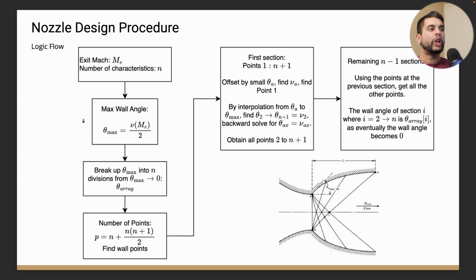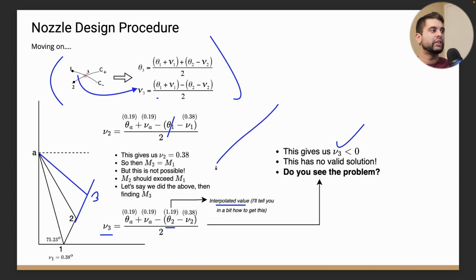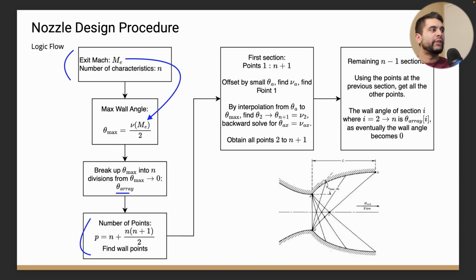So this is our logic flow. We start off with these 2 points here, get the maximum wall angle, which I proved to you how you get it. You break up theta max into n divisions from theta max to 0, theta array. Get the number of points, get the wall points, also get the centerline points too. First section, you need to do this offset thing where it is like interpolation, because again, I told you why, because of this major issue we had. You have to do this offset stuff here.